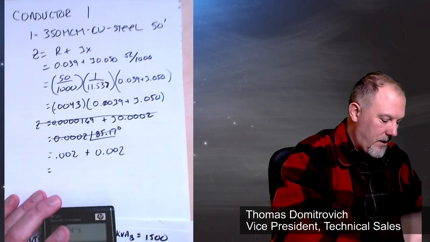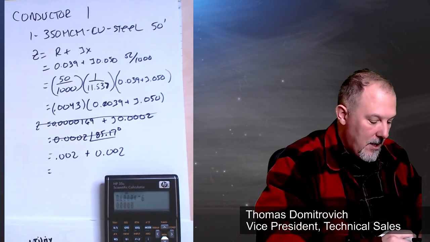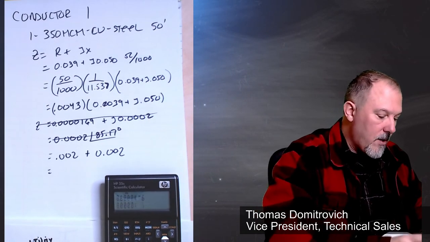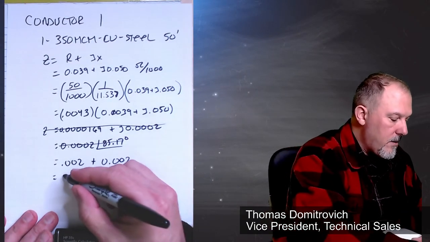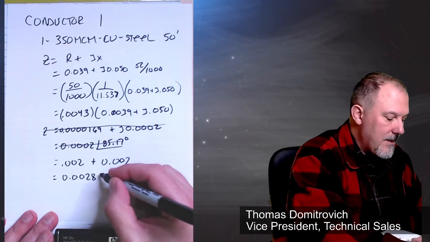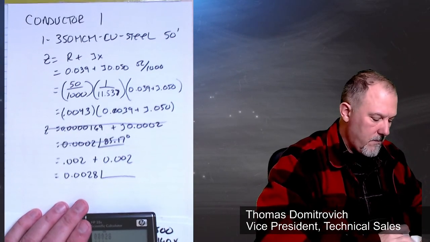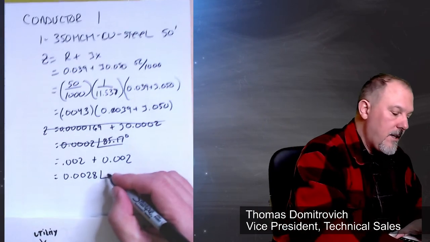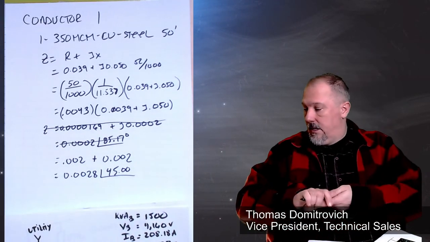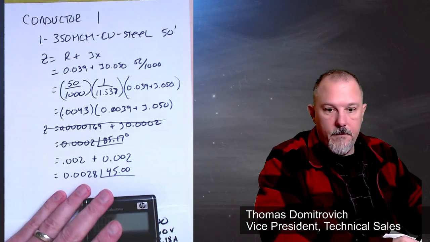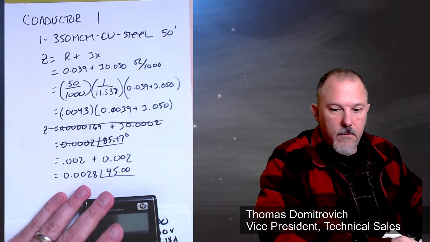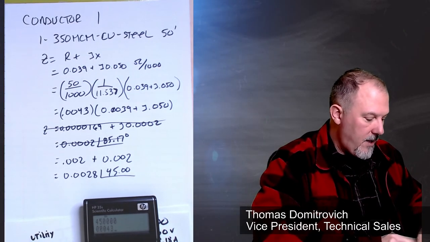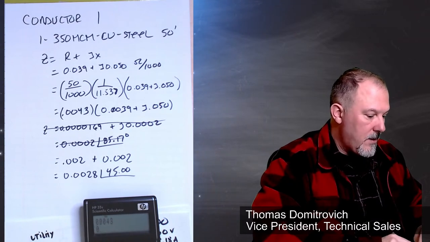Now we've got to put that into polar coordinates. That's why I should have done this before. 0.002 squared plus 0.002 squared, square root, is 0.0028 at an angle of 45 degrees: 0.002 divided by 0.002, inverse tangent, 45 degrees. I'm just going to do the math again: 0.0043 times 0.039.